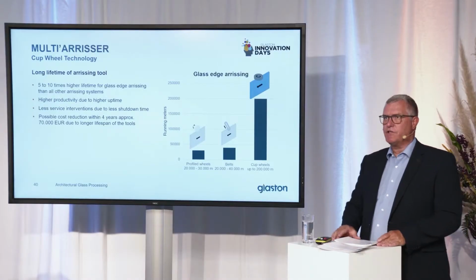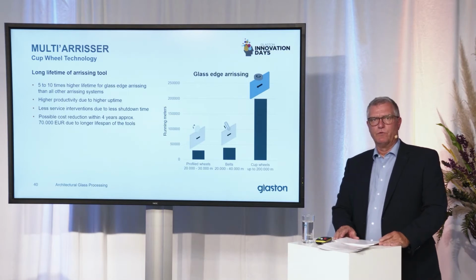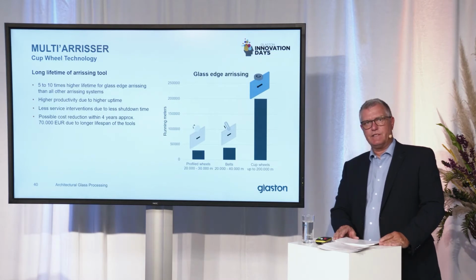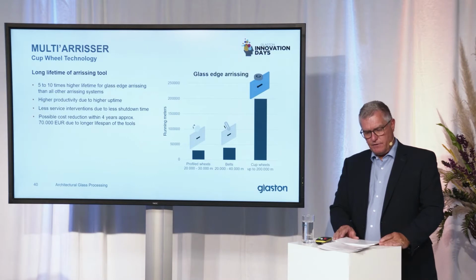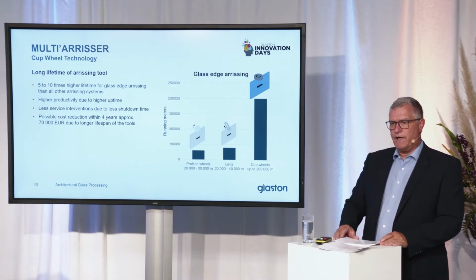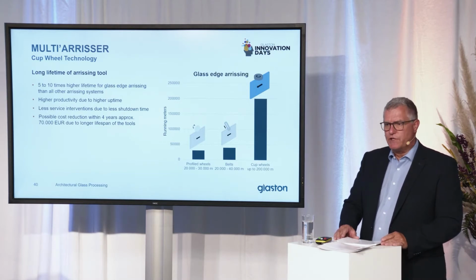The next advantage of this technology is the durability and the long lifetime of the tools. 5 to 10 times higher lifetime for glass edge arising than all other arising systems. This you can see in the small diagram on the right side. With profile wheels you can achieve 30,000 meters. With belts you can achieve 40,000 meters. But with our cup wheel technology you can achieve 200,000 meters of arised glass edges.